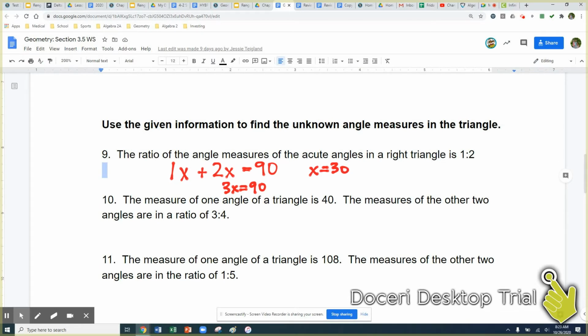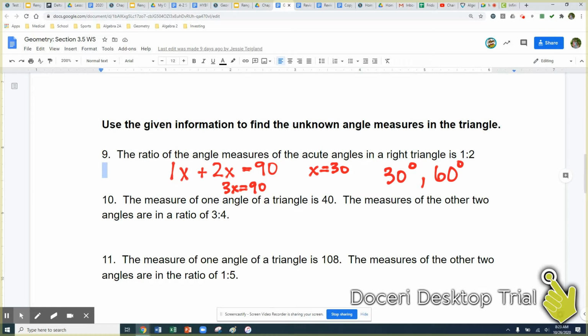Now we get back to substituting 30 back in, so that means one of my angles is 30 degrees. And then the other angle is twice that, which is 60 degrees. So there would be our 1 to 2 ratio. And everything is going to be consistent with the triangle. That's going to add up back to 180. Right triangle's got 90 plus 60 plus 30 will be that 180.